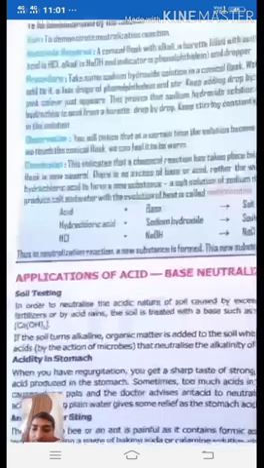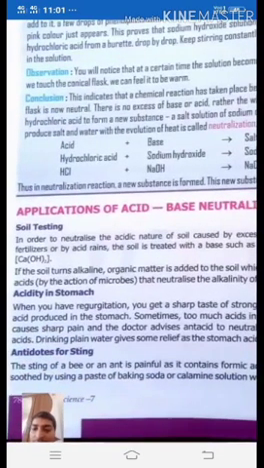Acidity in the stomach: how can we treat it? When we have acidity, we take an antacid. An antacid is a base that we are taking. The excess HCl is neutralized by the antacid medicines. So this is also a neutralization reaction.